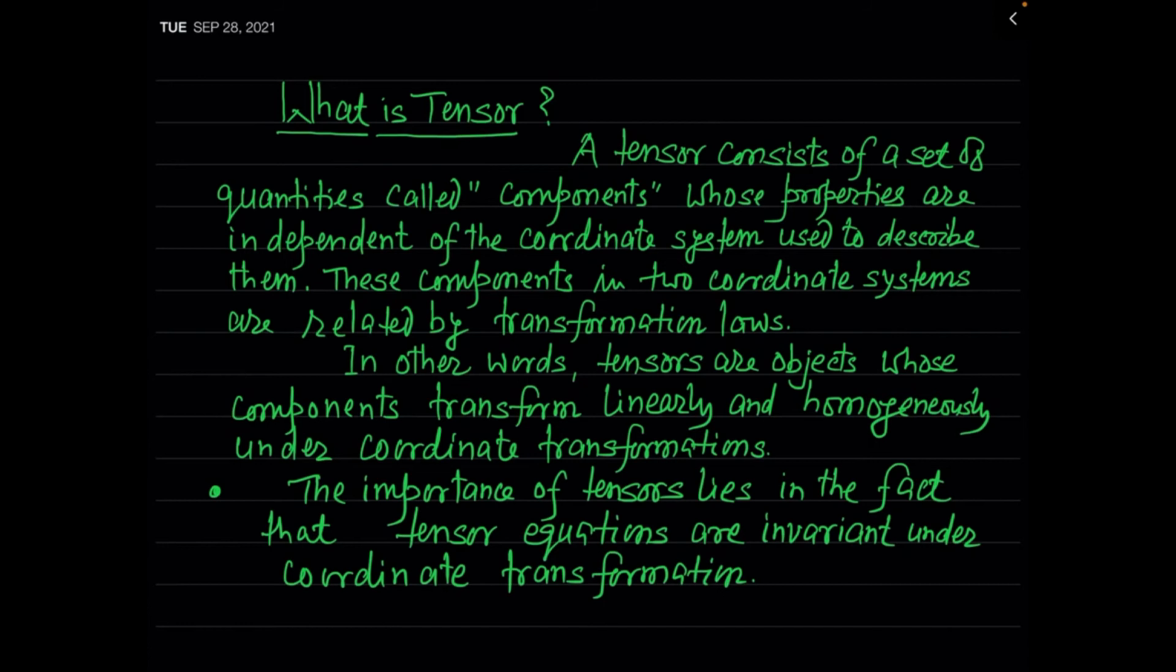In fact, in a concrete manner, when you want to define the tensor, you can say that tensors are objects whose components transform linearly and homogeneously under coordinate transformation. In this way, you can define tensors in a concrete manner.